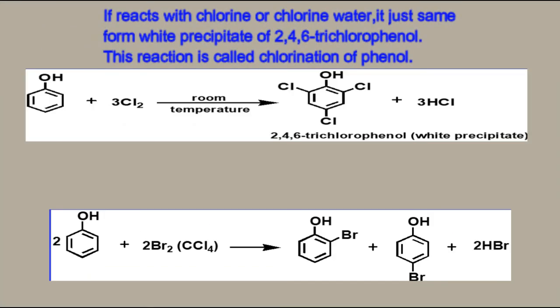Next, phenol reacting with chlorine. It reacts similarly with chlorine or chlorine water to form a white precipitate of 2,4,6-trichlorophenol. This reaction is called chlorination of phenol. But you must remember this reaction must happen at room temperature.